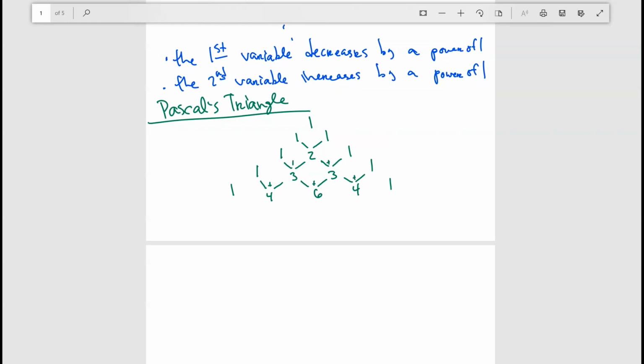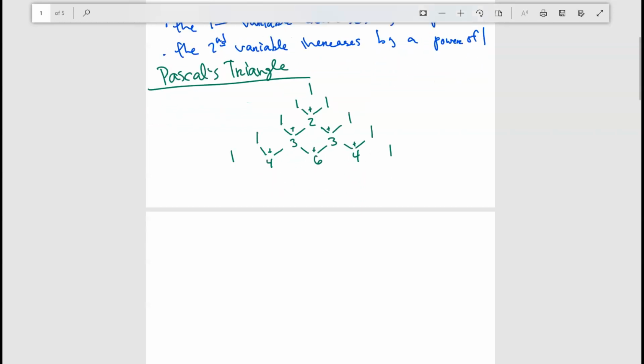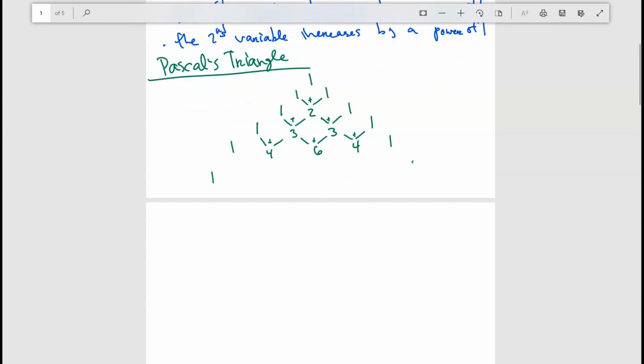I'm adding the numbers. Okay, so what do you think this one's going to be? 1 and 4 is going to give me a 5. This and this, 4 and 6 is going to give me 10. 6 and 4 is going to give me 10. 4 and 1 is going to give me 5. Do these numbers look very familiar?